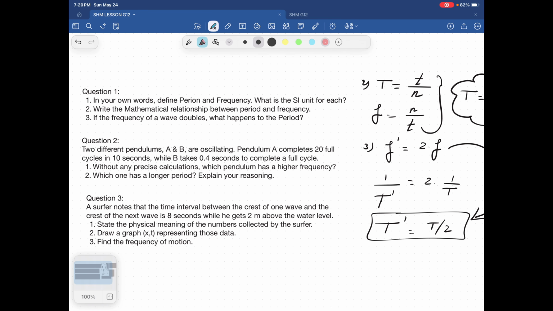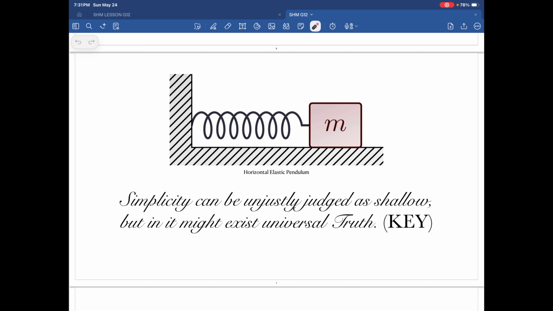And now we are going to discuss the elastic pendulum and precisely the horizontal elastic pendulum. I have a little motivational sentence that I've written to you here, and it states as follows. Simplicity can be unjustly judged as shallow, but in it might exist universal truth. And the meaning of this sentence, hopefully, I'm going to explain to you by the end of this session.